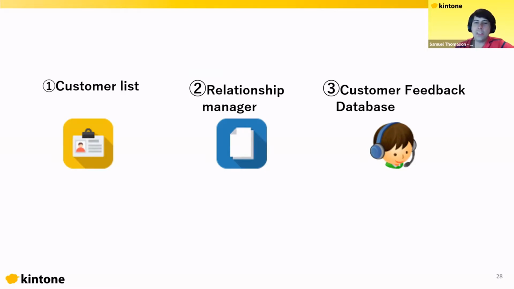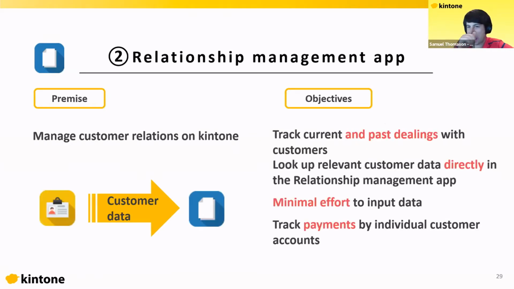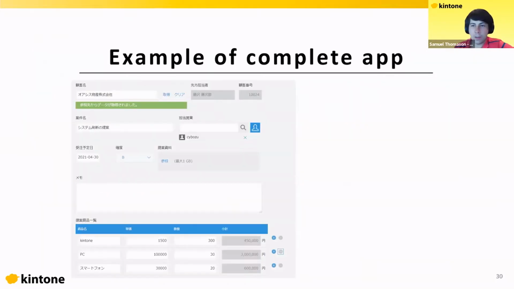Now we're going to build a relationship manager for logging customer interactions. Oh, sorry, customer transactions, I should say. Okay, done. So the purpose of this app is to track current and past dealings with customers and look up relevant customer data directly in the relationship management app. So we're aiming to limit the effort required to input data, as well as track payments made by individual customer accounts. I know I just read all of that off the slide, which is rather boring, but I couldn't think of any smart quips for this one, so please forgive me. This is what it should look like when it's done.